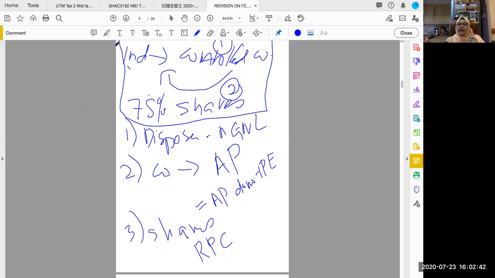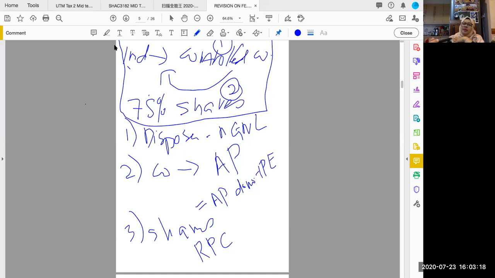And then you have to compute if there is any cost, any capex incurred, or what we call incidental cost on the disposal. All these will be part of your disposal price. Another implication is that the shares received by the individual from the company are what we call RPC shares, and RPC shares are subject to RPGT upon disposal.